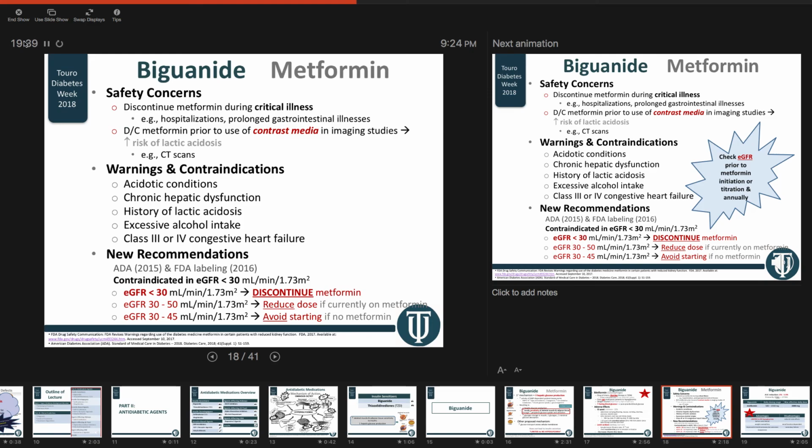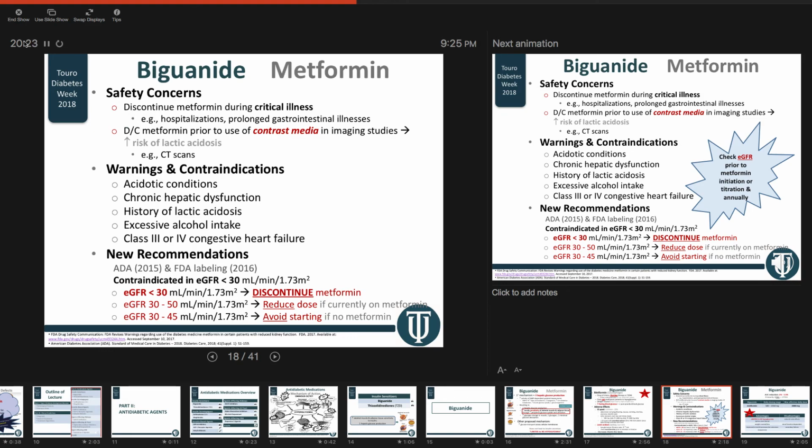So what are some warnings and contraindications? If the patient is in an acidotic state, we don't want to continue metformin. If the patient has a chronic liver function problem, we don't want to start metformin. Any history of lactic acidosis, or if the patient is an alcoholic, we need to pay attention. And also, if a patient has chronic heart failure, class 3 or 4, we want to stop metformin.